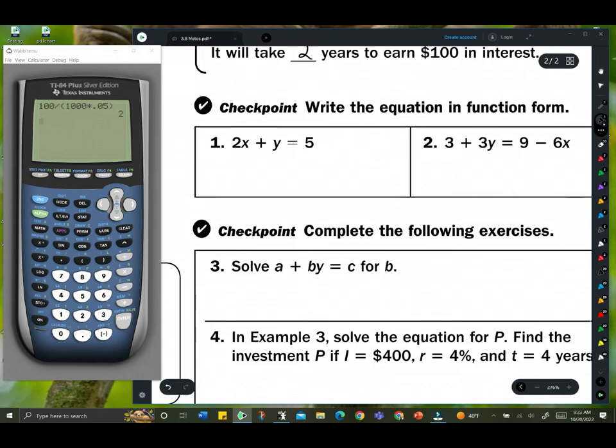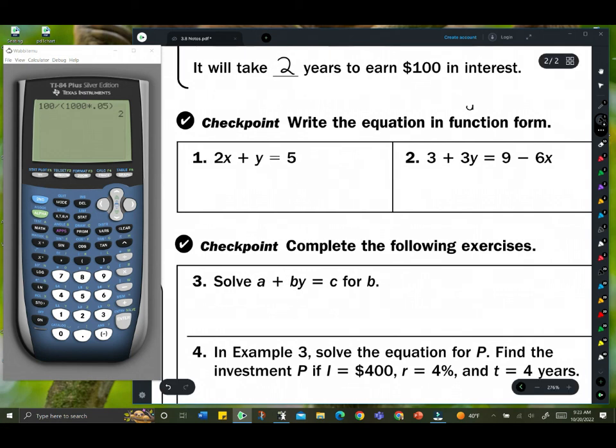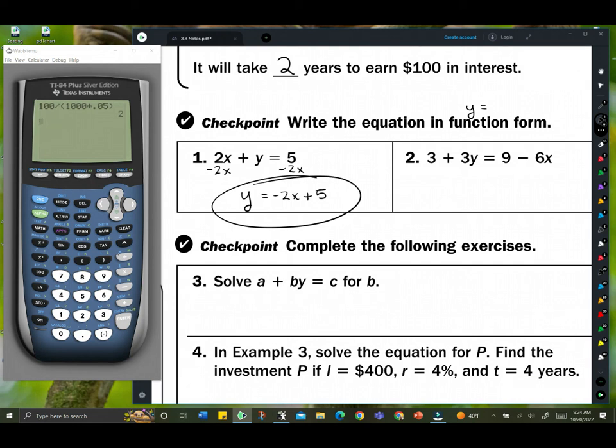Please take notice of these checkpoints. Write the equation in function form. So again, write the equation in y equals form. For number 1, you need to get y by itself. We just need to subtract the 2x over. Simply put, y is equal to negative 2x plus 5. That's the answer. Y is all by itself.